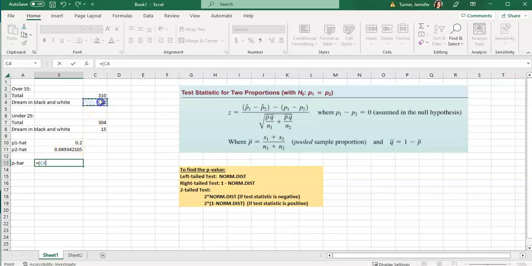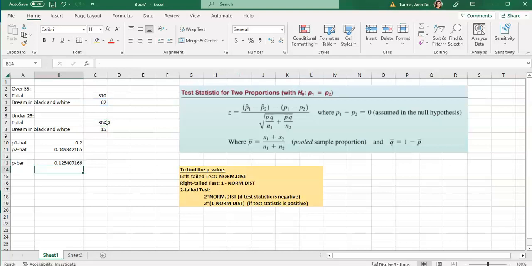So we're going to do x1, which is the 62, plus x2 in the numerator, close the parentheses, divided by, again, open parentheses around the denominator, the total for the first group, plus the total for the second group, close the parentheses, and hit enter. So that's our P bar. We also need something called Q bar. Well, Q bar is easy. Q bar is just 1 minus P bar. So we always start with an equal sign, and we're going to do 1 minus P bar, which was this value right here. So now we have our Q bar.